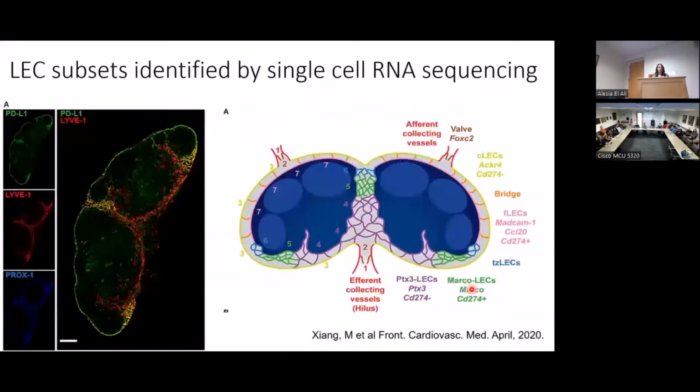And at this point, another group had published that there are different types of lymphatic endothelial cells in the lymph node, not just these PD-L1 high and PD-L1 low lymphatic endothelial cells. And they can be distinguished based on their transcriptional signature. So this group had taken lymph nodes, done single cell RNA sequencing, as we wanted to do, and then designated different populations of lymphatic endothelial cells, which are shown on the right.